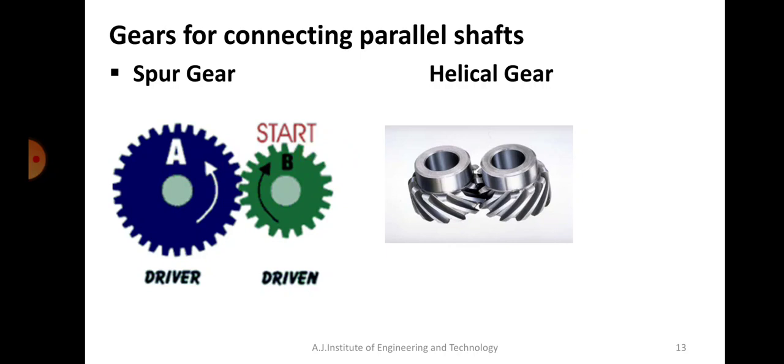So what do you mean by driver? The driver is the one to which the power is supplied. So it has the power of rotating, so that is rotating, whereas gear B is called the driven. That means it is not connected to any power source, it will rotate because of A. A will drive gear B. That means A becomes the driver gear, B becomes the driven gear. Okay, so that is one thing.